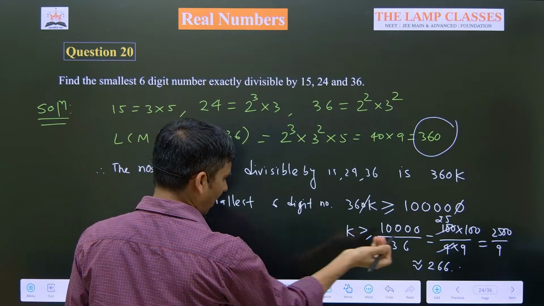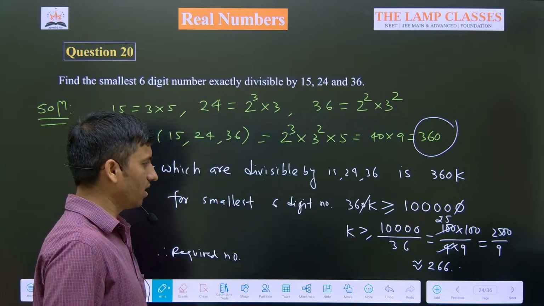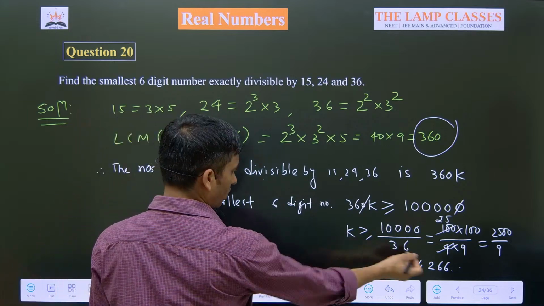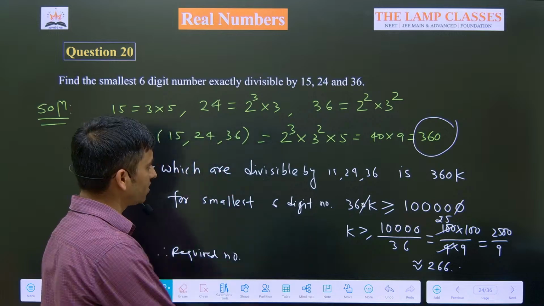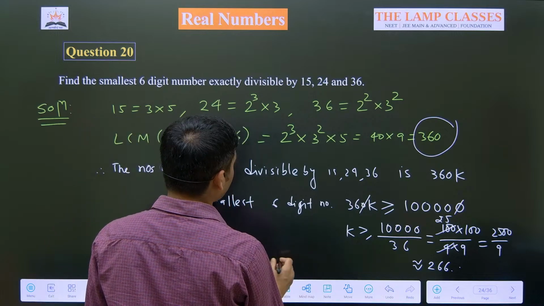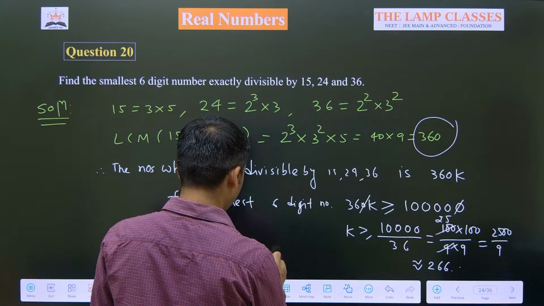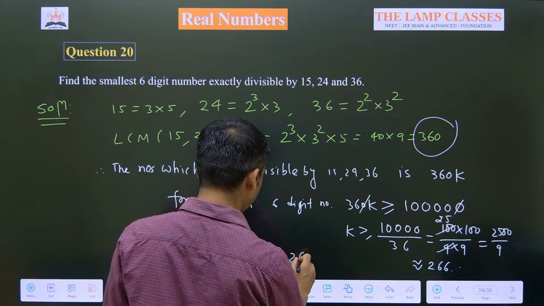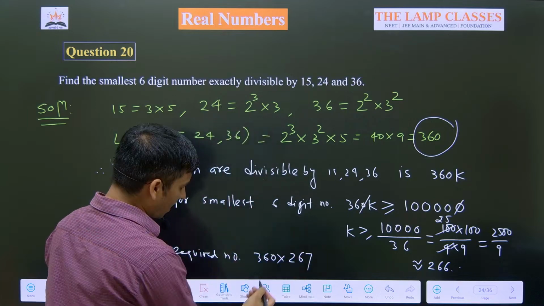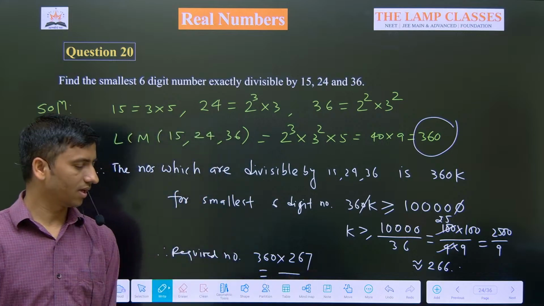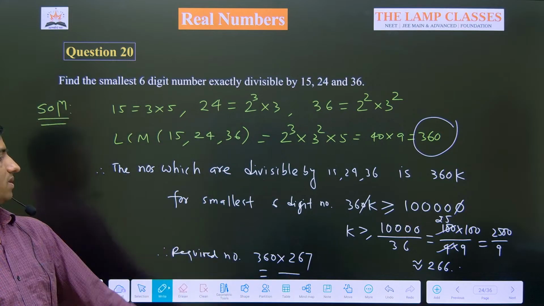Yeah, please check the calculation. 2500 upon 9, is it 266 point something? So k has to be 267 because k is an integer. So the answer has to be 360 times 267. Okay, that we can multiply and write the final answer. I just wanted to explain the concept here.